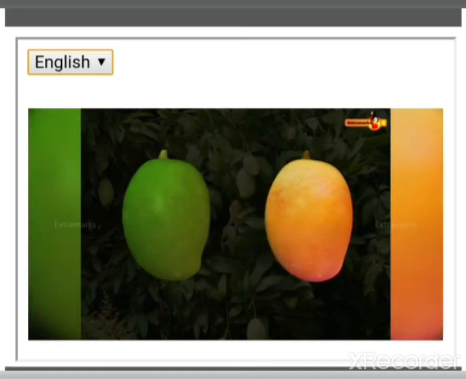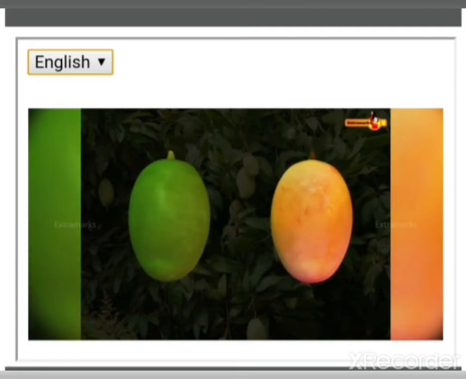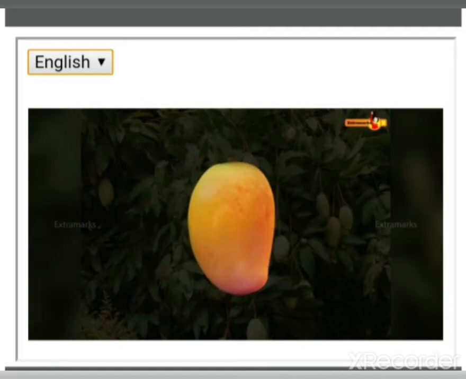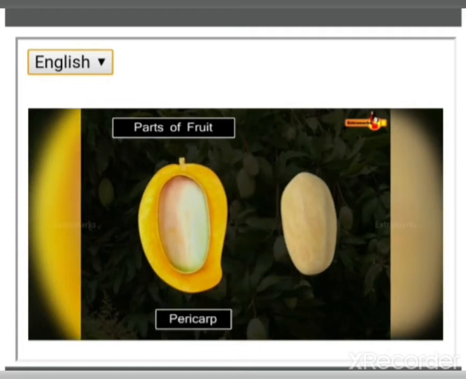An unripe mango is green and sour. However, with ripening, it becomes yellow, fleshy, flavored, and ready to be eaten. A fruit has two main parts, namely pericarp or fruit wall and seed.